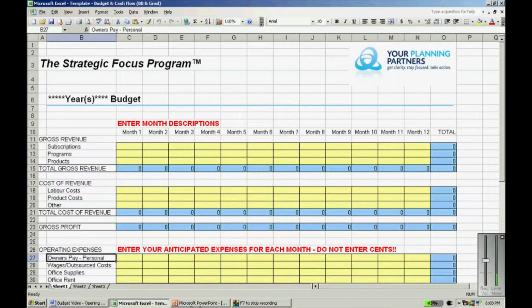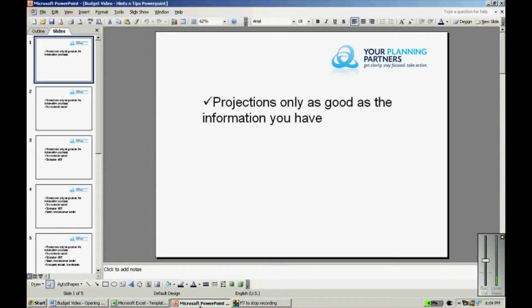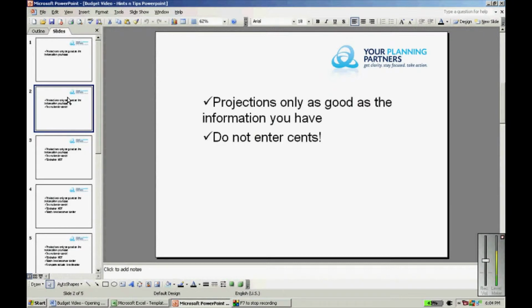But before we get going on the actual budget itself, let's talk about some hints and tips. Your projections are only as good as the information you have. If there is little or no history, there will be lots of guessing. Do not enter cents. This assumes a level of accuracy which is not true. Only dollars to the nearest 5, please.